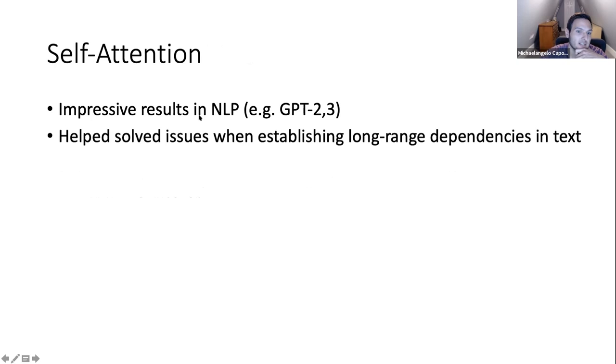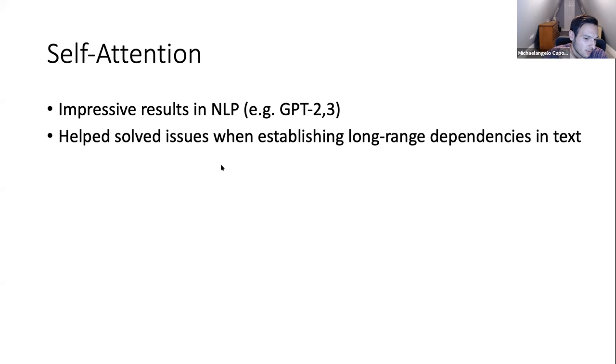This is like the GPT-2 and GPT-3 models that have done very well in benchmarks and have very impressive results and impressive demos online. The main thing it's doing is helping establish long range dependencies in text. When processing sequences, how do you preserve the information of previous inputs? That can be difficult with an RNN if you are only dealing with one hidden state at a time.